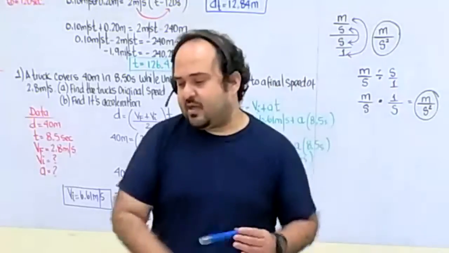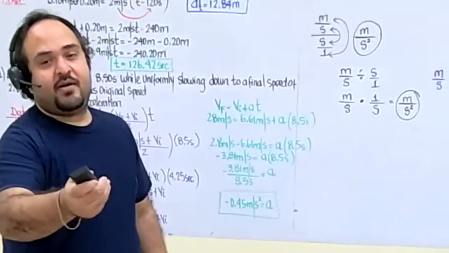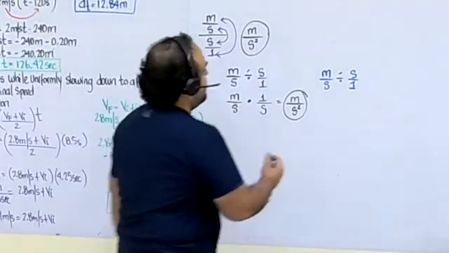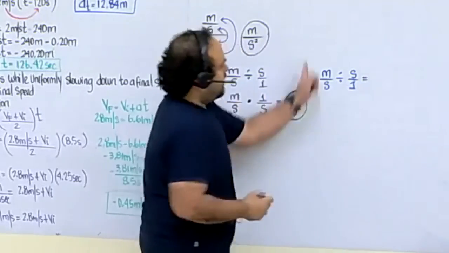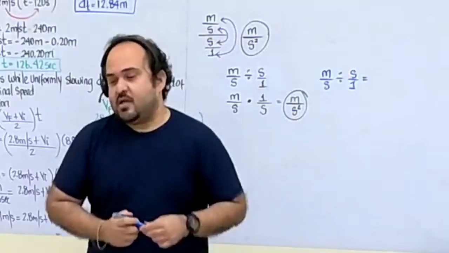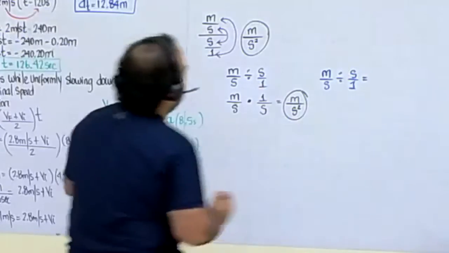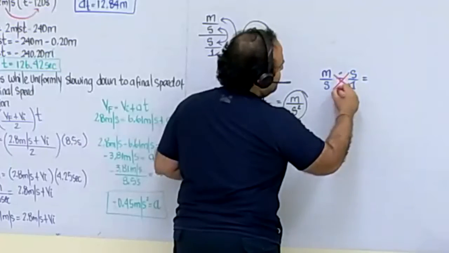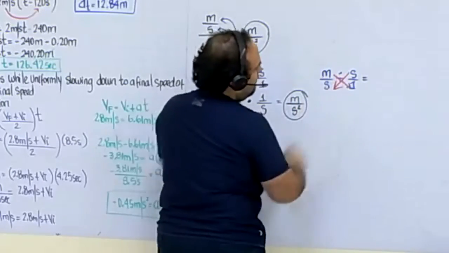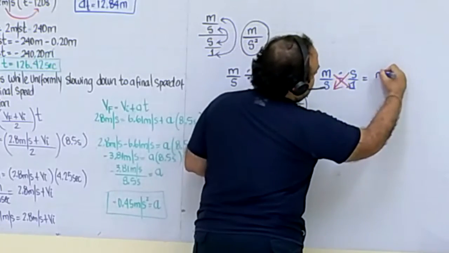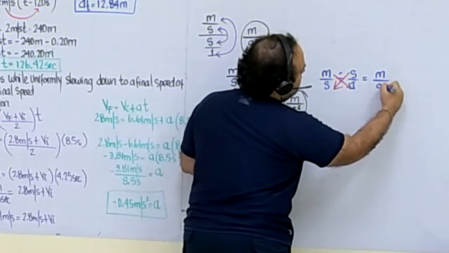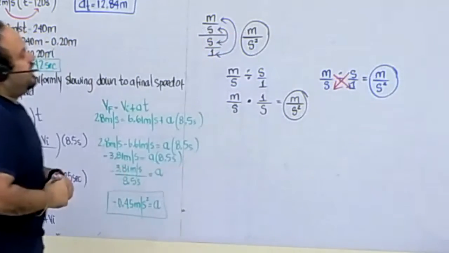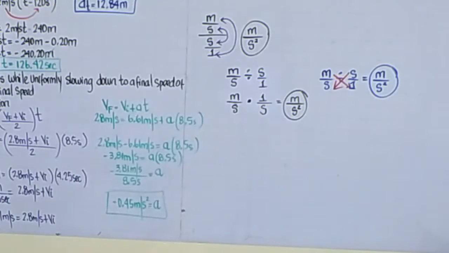Okay, I'm going to move that whiteboard. Remember, we can apply cross multiplication, just like this one. Meters times 1 and seconds times seconds. Meters times 1, that will be meters. And seconds times seconds will be second square. And that's why. Got it?